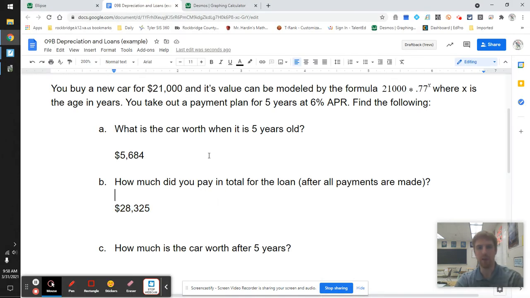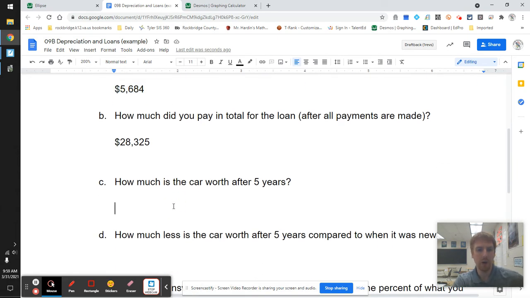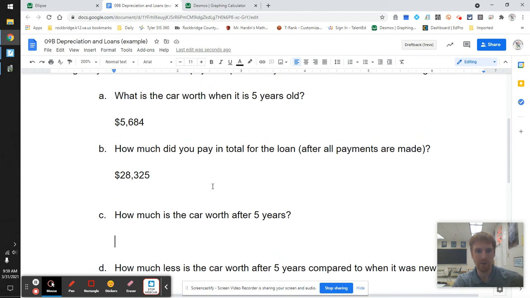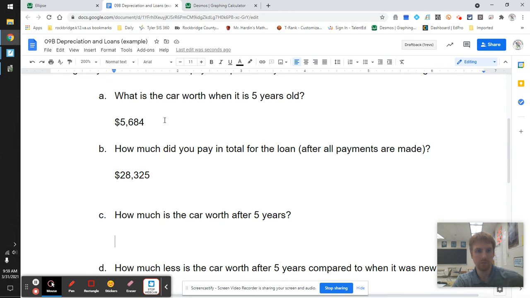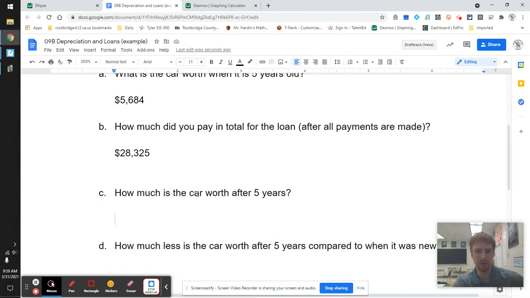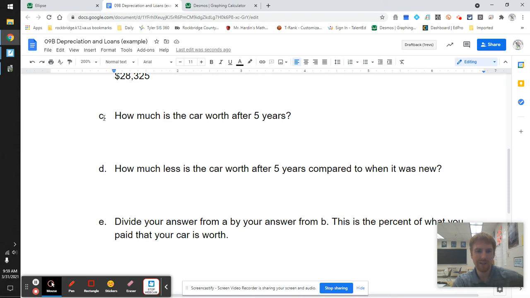All right, so think about that for a second. You pay $28,000 in 5 years for this vehicle. It's worth $5,684. Just something to think about. So how much is the car worth after 5 years? I probably should take that out. It's the same thing as A. You already did that. Let's just take that out of there.